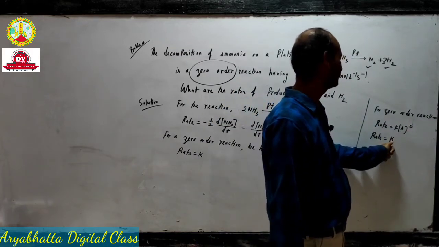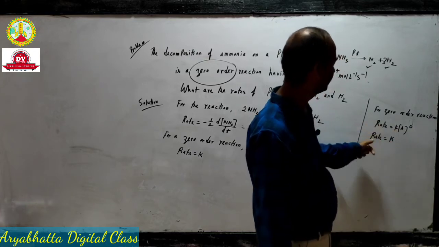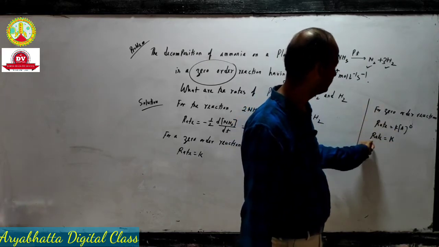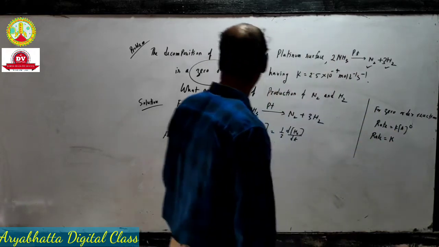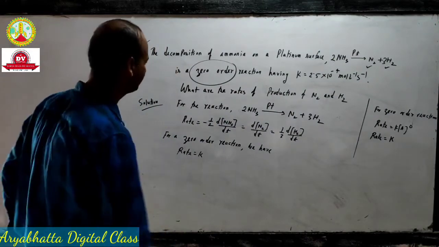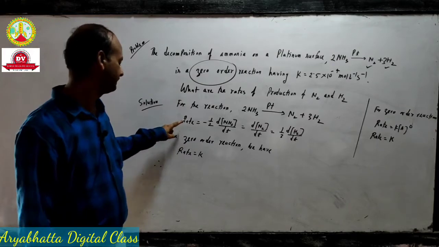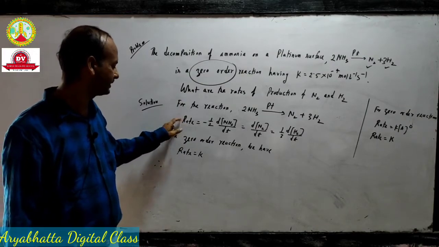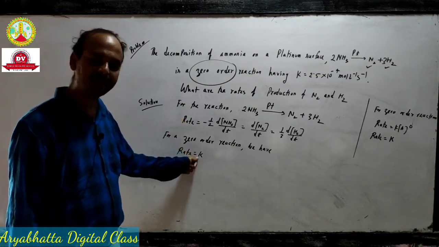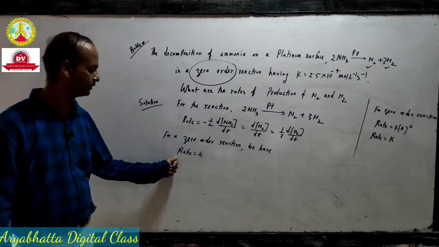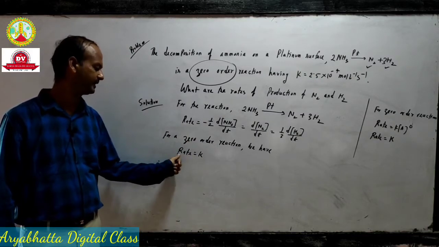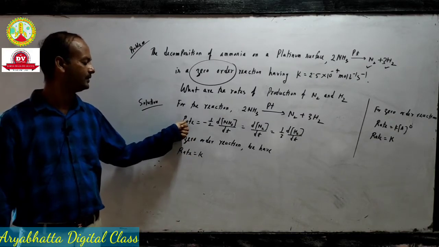So this will be k. For a zero order reaction, rate is equal to the rate constant. So you can write rate equal to k. In place of rate, you can write k. Both are the same: rate equal to k.